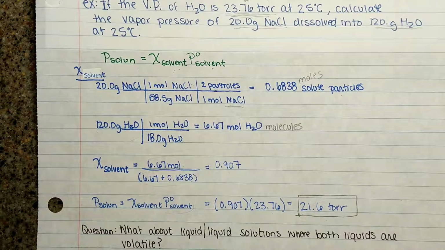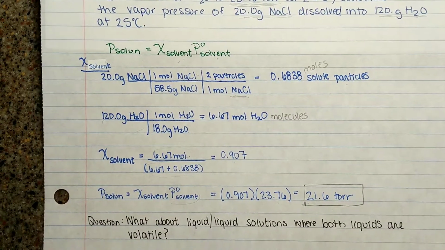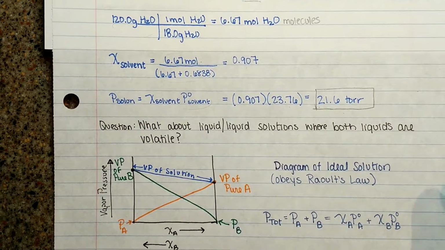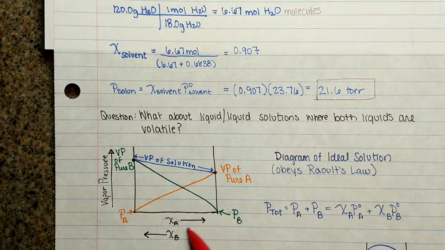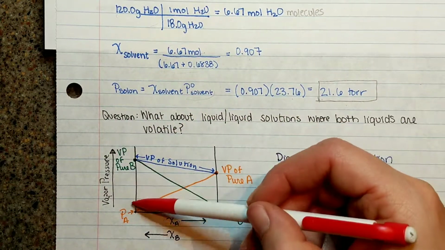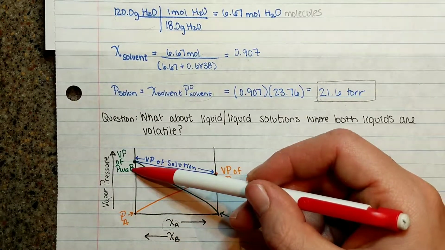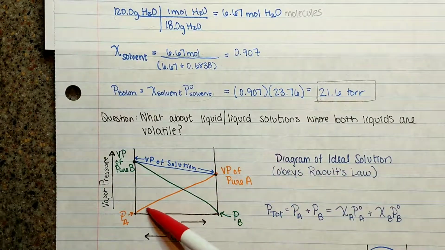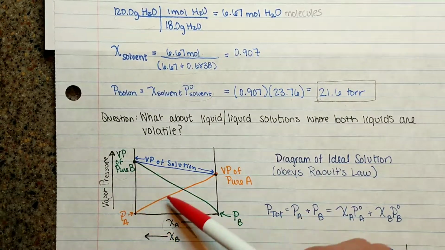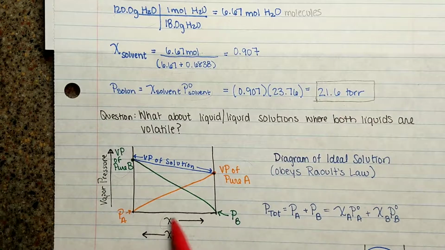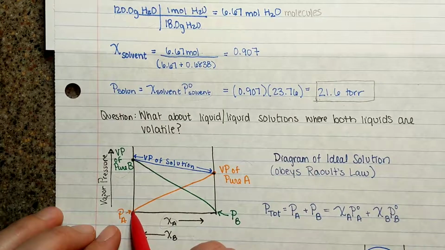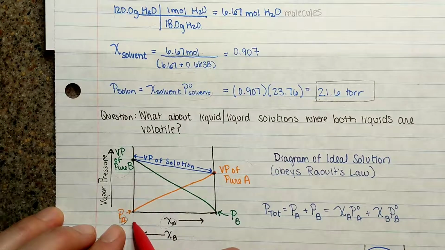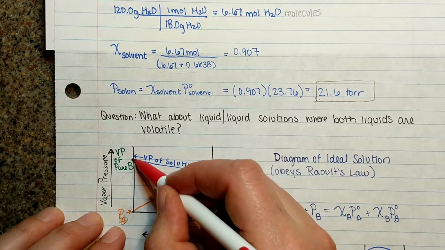So what about liquid-liquid solutions where both the liquids are volatile? So that's thinking back to our antifreeze problem. Well, here I can plot both sets of information. I have my mole fraction along the x-axis, just as before. I have the vapor pressure of my one solvent, and the vapor pressure of my other solvent. So at the beginning over here, this is where I have 0 of my A solvent, but I have 100% of my B solvent.